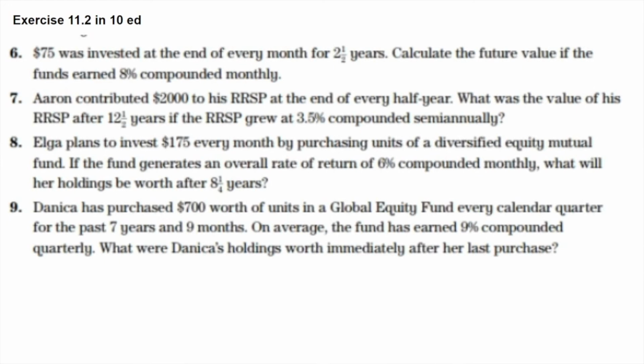This is what we would call an annuity then. Every month we've got that payment, for 2.5 years. And if I think about 2.5 years times 12 months in a year, that's 30 payments.